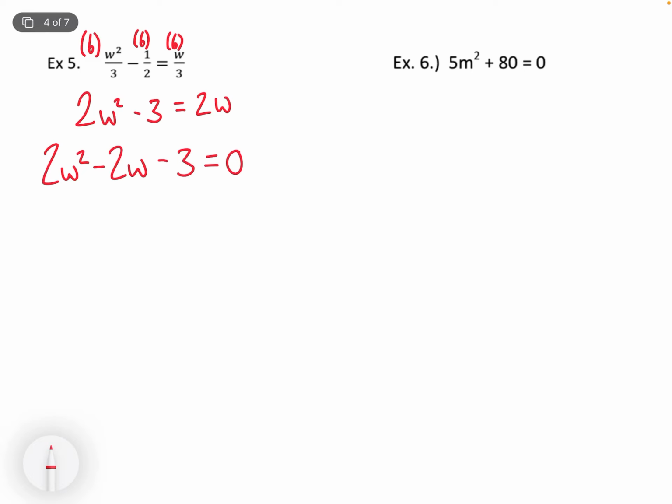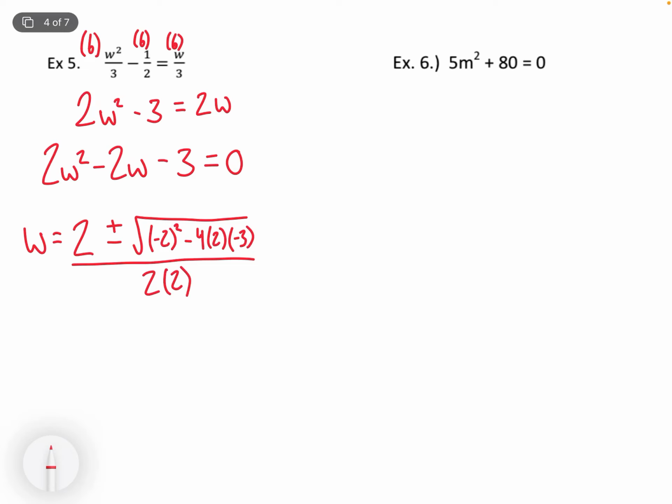You could solve, I guess, if you wanted to by completing the square. It's not going to be a nice number. So we'll just do quadratic formula. So we would get w equals, again, negative b, negative negative is going to be a positive. So we get 2 plus or minus, and then we're going to have the square root of negative 2 squared minus 4 times 2 times negative 3, all divided by 2 times 2.